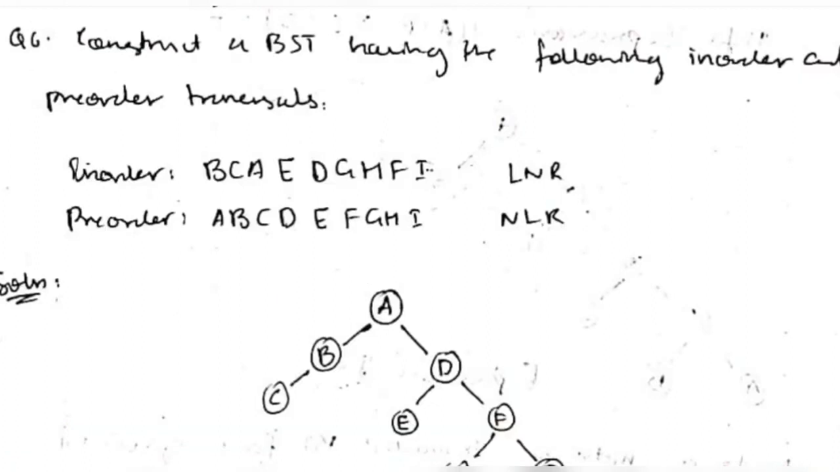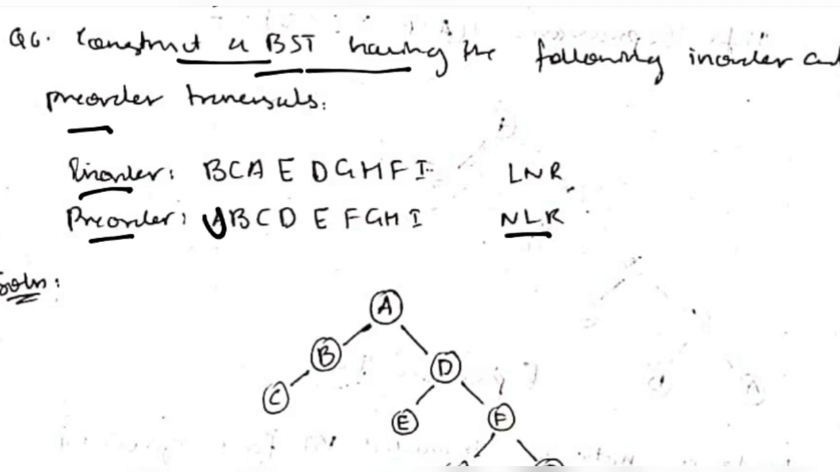In this question we have been asked to construct a binary search tree for the following pre-order and in-order traversals. Okay, so we have been given both of these, and we have to create a binary search tree. For the construction purpose, first we will look at pre-order. In pre-order we have N L R. Okay, that means always we will start from the root node, right?